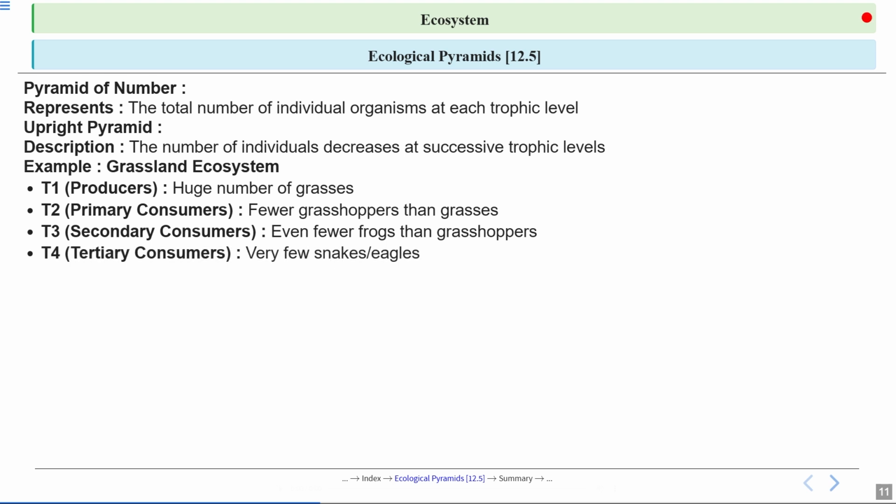And then at the fourth trophic level, you have the tertiary consumers, which are even fewer as compared to the frogs. So there are very few snakes and eagles.